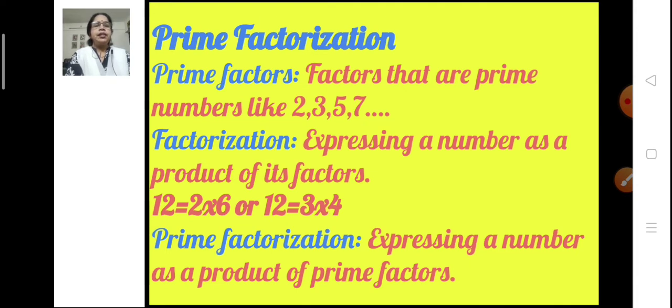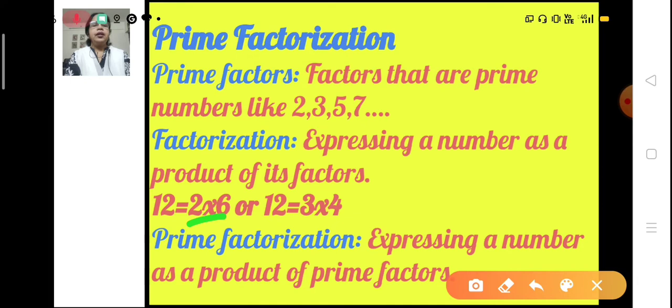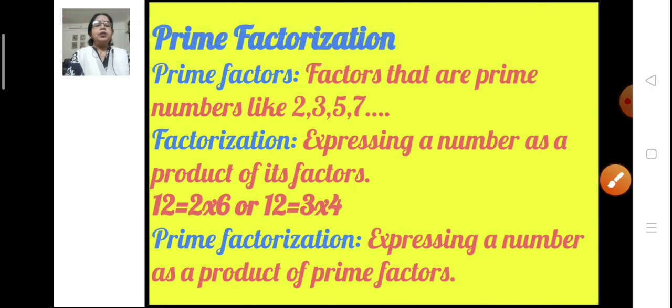And what is factorization? Factorization is expressing a number as a product of its factors. For example, 12 can be expressed as 2 into 6, or 12 can also be expressed as 3 into 4. So expressing a number as a product of its factors is factorization. Now you can understand what is prime factorization. Expressing a number as a product of its prime factors is prime factorization.